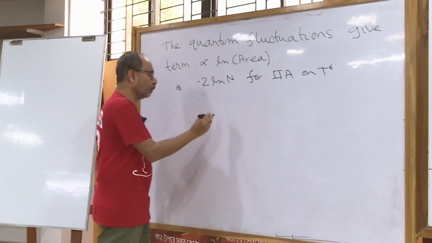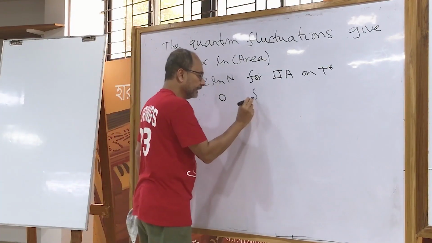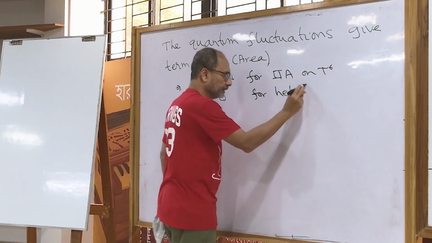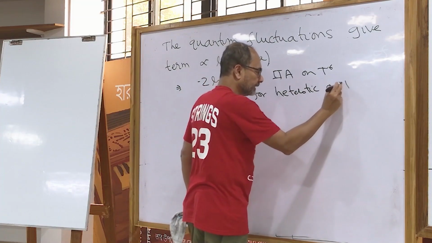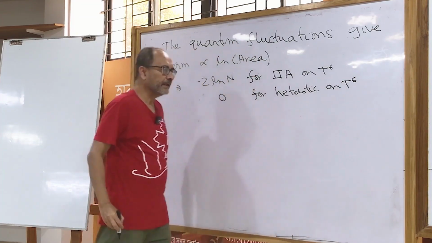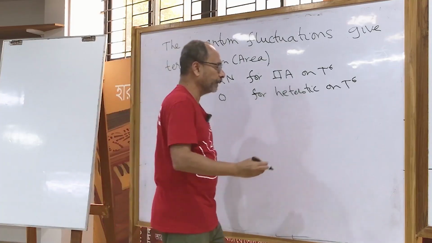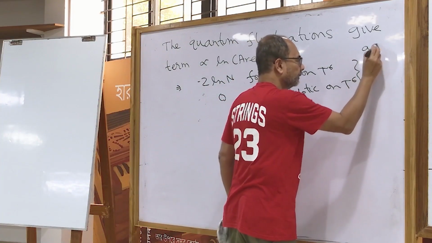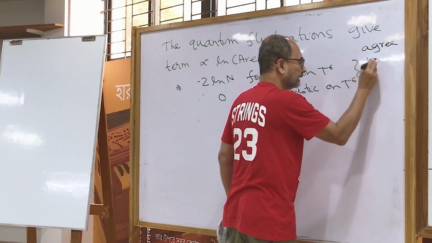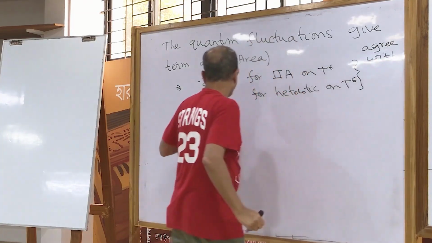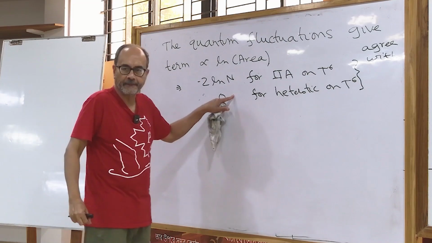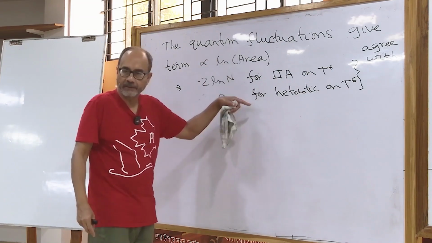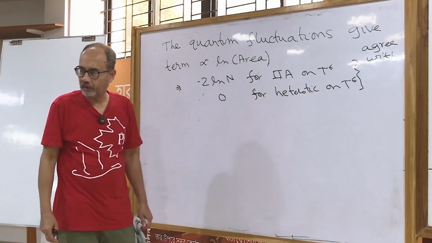Okay. It gives no log correction for heterotic on T6. Okay. And these indeed agree with microscopic counting, because when I wrote down the microscopic formula, if you recall, for the type 2 case I had a minus 2 log n when you read the expansion, and that comes out of this analysis of quantum fluctuation around the black hole background.